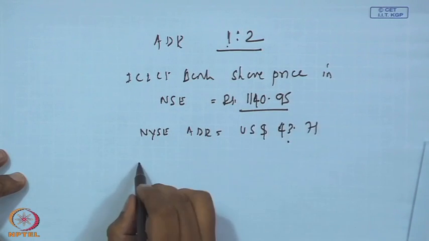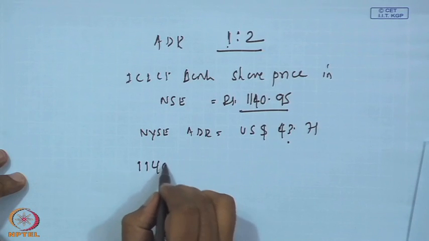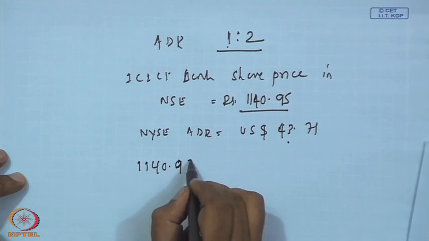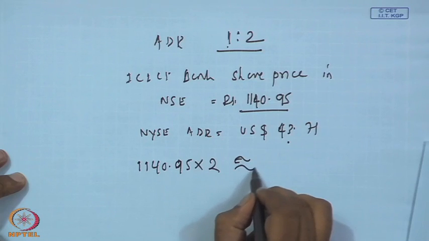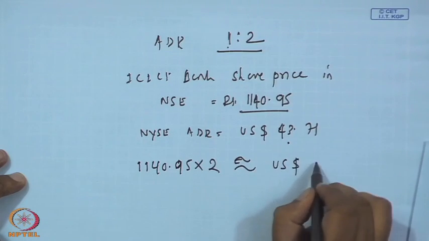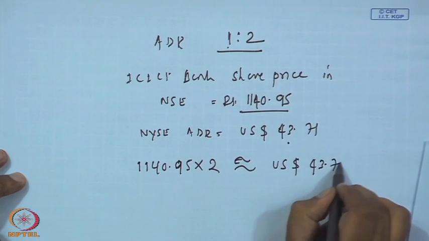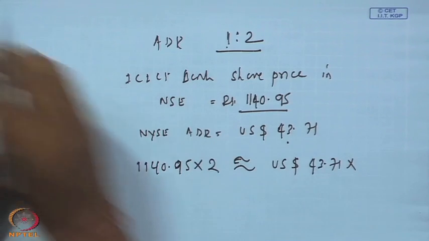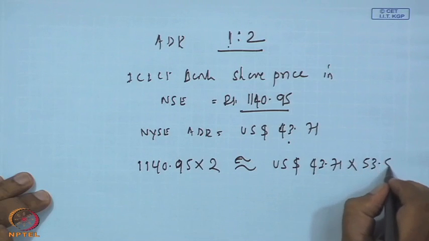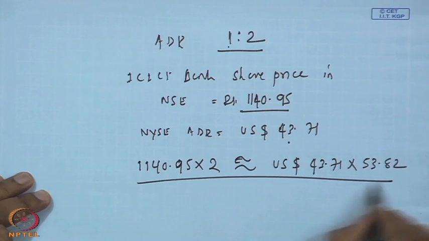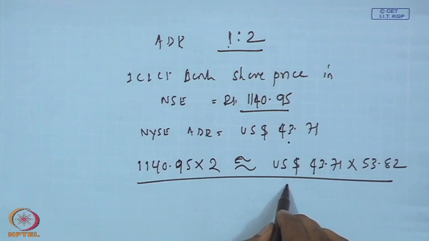So, 2 equity prices, 1140.95 into 2, is supposed to be equal to US dollar 43.75 into the current exchange rate. The current exchange rate is $1 equals 53.82. This will be equivalent. If it is not equivalent, there is an arbitrage opportunity.